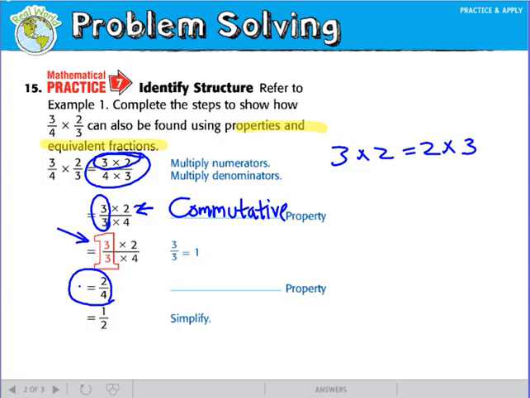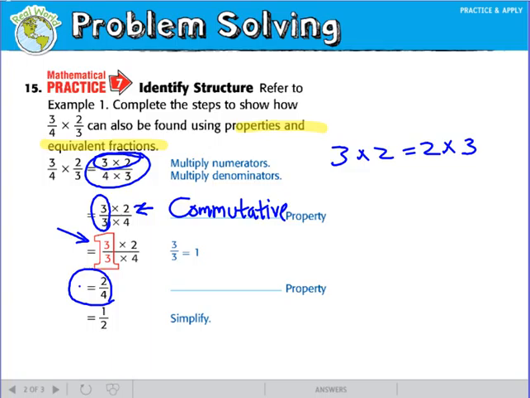Distributive property. Yes, it's not up on the wall yet. It's back here. The identity property of multiplication says that if you multiply a number by 1, the answer is what? That number. The answer is that number.